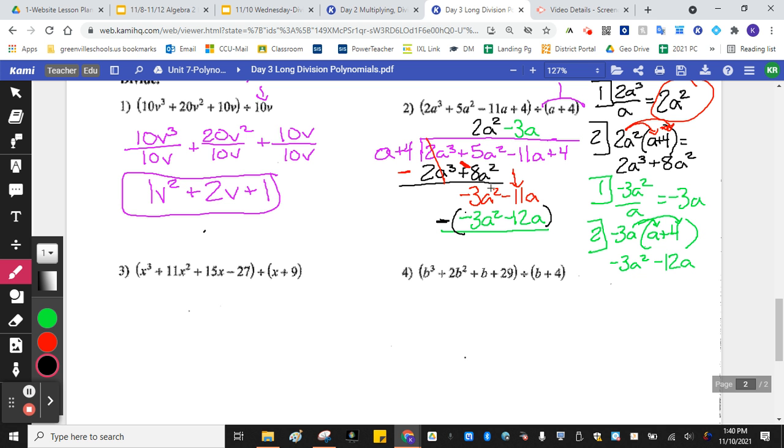Wait, all right. When we're subtracting our rows, make sure you're changing the signs of both of them. Everyone's fine with canceling it out. It's always the second term they forget to change the sign for. So you don't do anything with the negative 11a? No. Except pull it down.